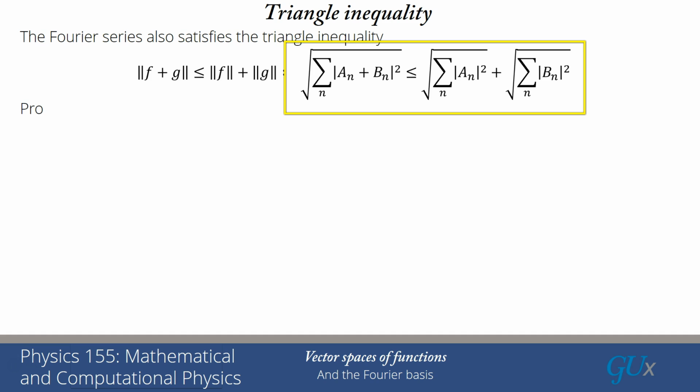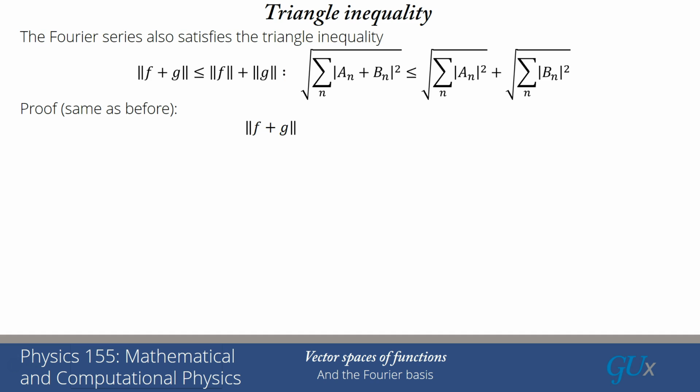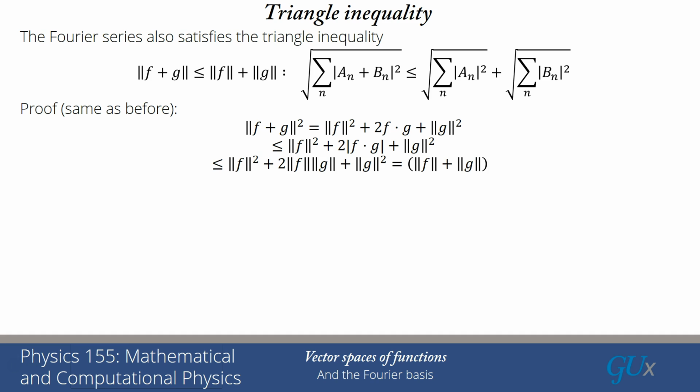How do we prove this? Well, it's exactly the same as before. The norm of f plus g, squared, is the norm of f squared plus 2 f dot g plus the norm of g squared. That will be less than or equal to the same thing if I take the absolute value of f dot g. This is because I can only increase it by taking the absolute value, because f dot g could have been a negative number. Now, I use the Schwarz inequality on f dot g, which says that the absolute value of f dot g is less than or equal to the norm of f times the norm of g.